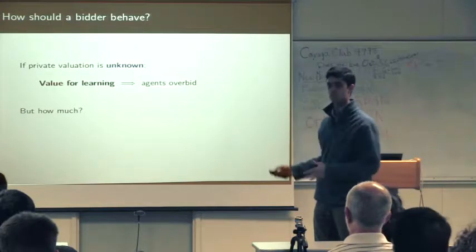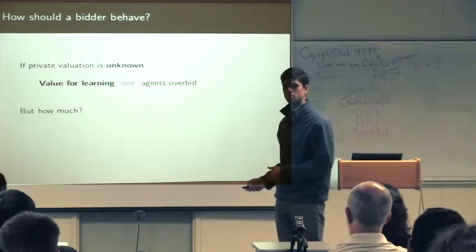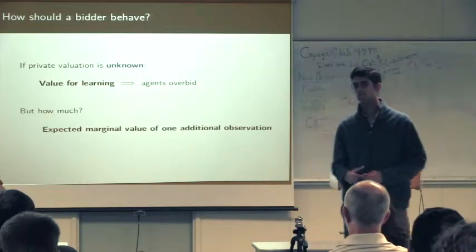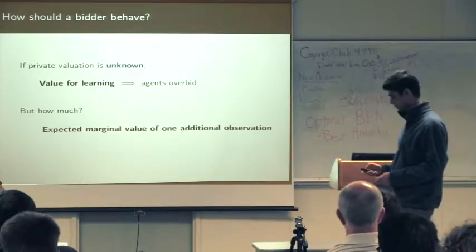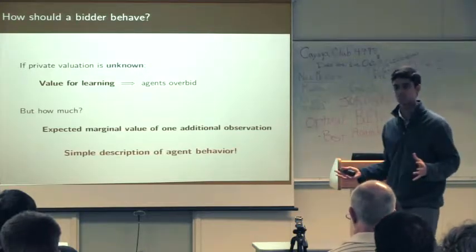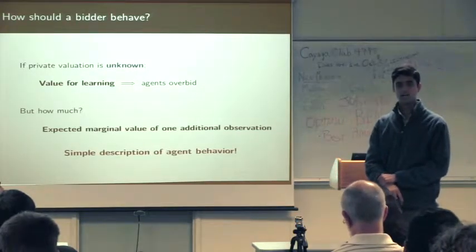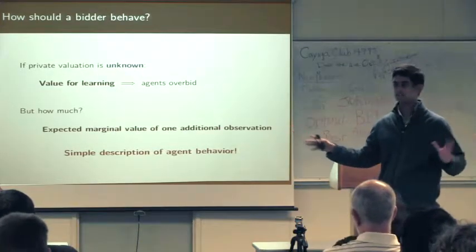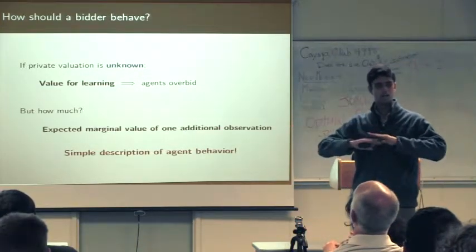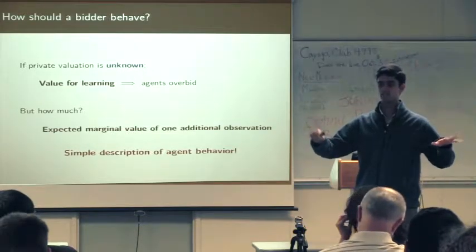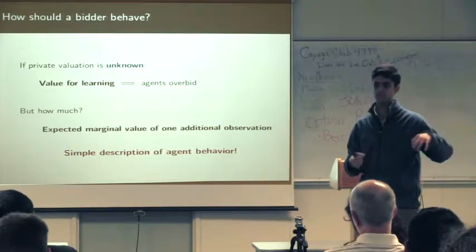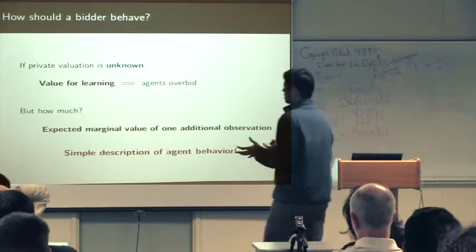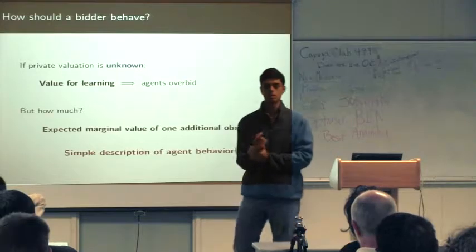So now if we come back to this slide, we can answer this question: how much would the agents overbid by? And this is just the expected marginal value of one additional observation. Note that this is a very simple description of agent behavior, and we obtained this primarily because we looked at a large market. That allowed us to remove all the other aspects, like what other advertisers would do and so on. So assuming that the rest of the market is stationary, we can characterize how agents would overbid in this market.